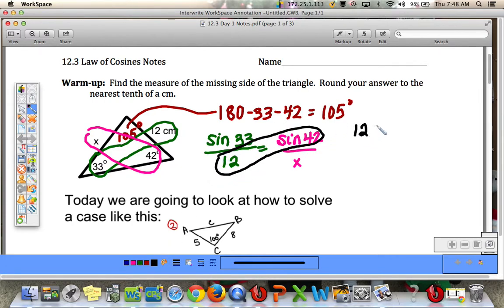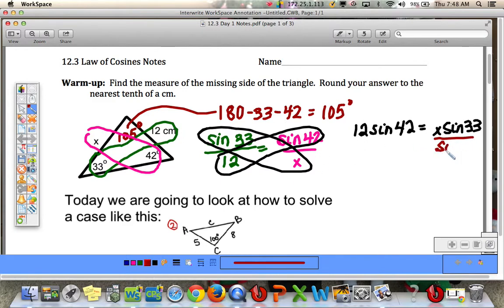We have 12 sine of 42 equals x sine of 33. To get x by itself, we'll divide by sine of 33. Again, make sure you're in degree mode. And you might want to put this in parentheses. So type that in, and you'll get your answer. Side x is about 14.7 centimeters.